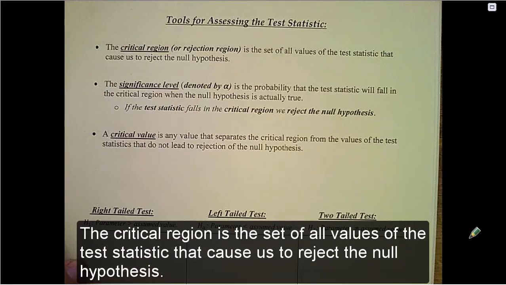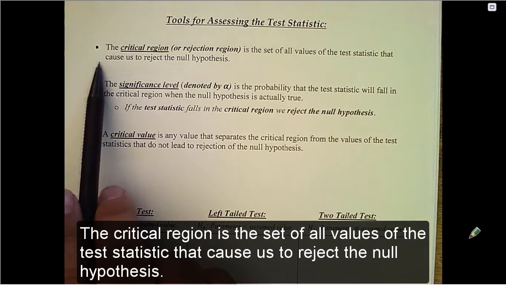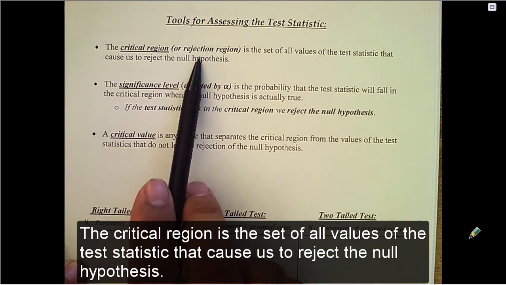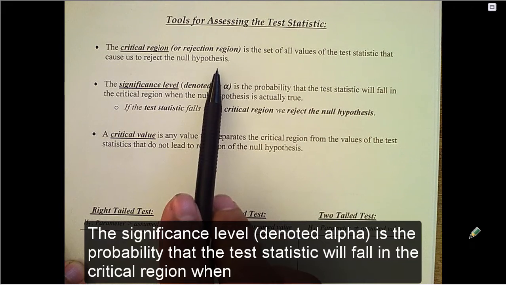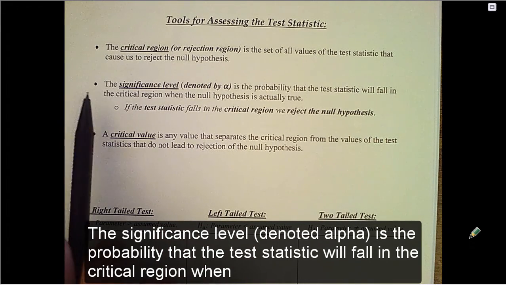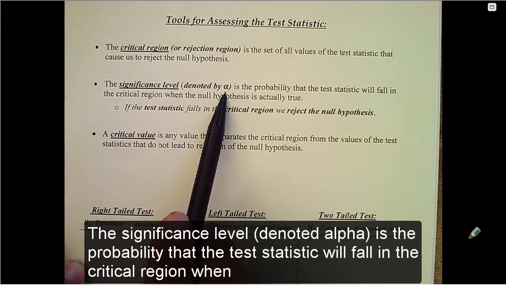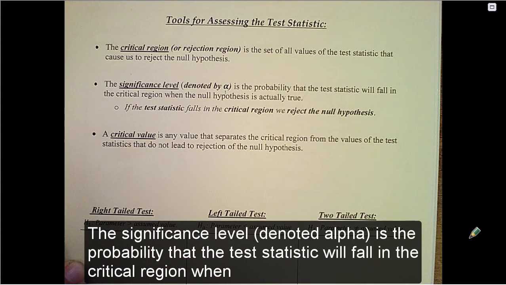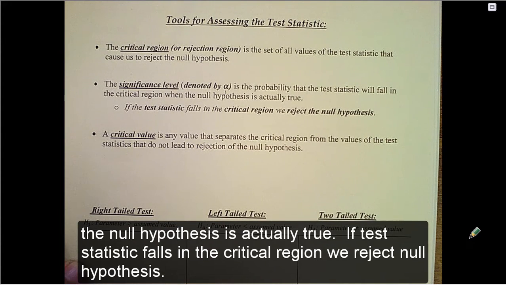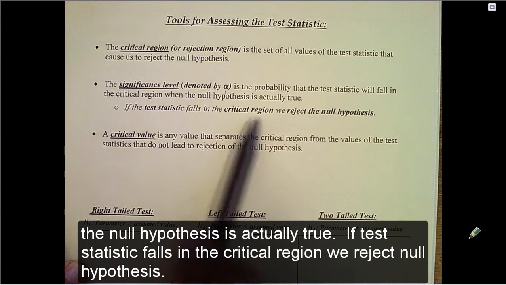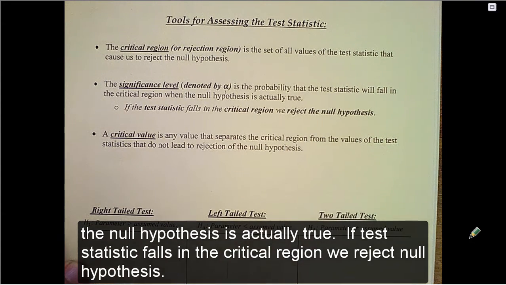The critical region is a set of all values of the test statistic that cause us to reject the null hypothesis. The significance level, denoted alpha, is the probability that the test statistic will fall in the critical region when the null hypothesis is actually true. If the test statistic falls in the critical region, we reject the null hypothesis.